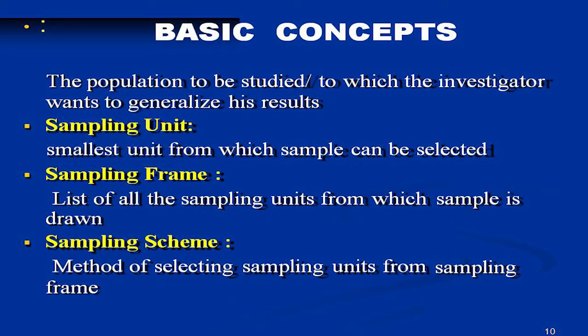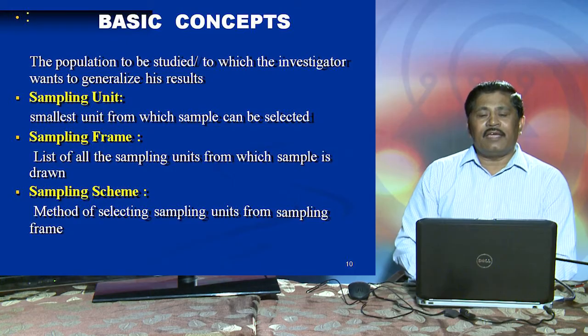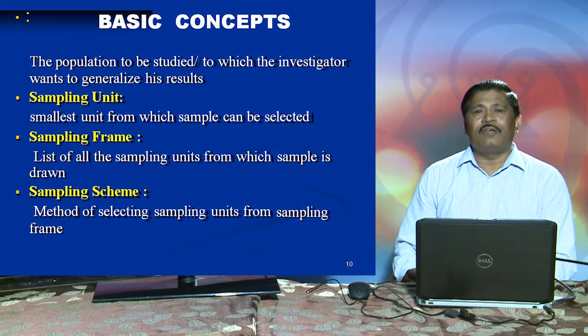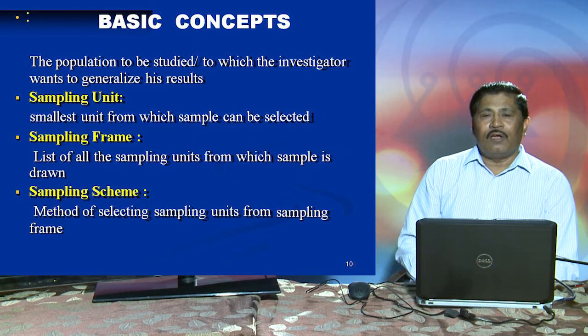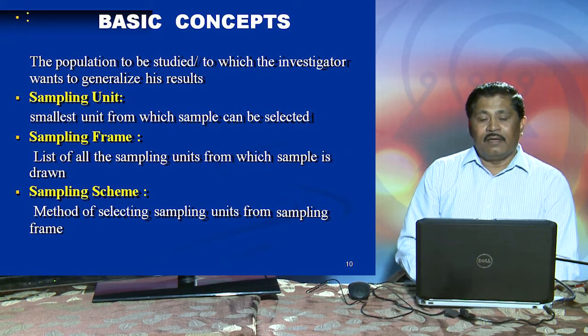Sampling unit. What is the sampling unit? We can say it is the smallest unit from which samples can be selected. For example, if you are conducting a survey and our last unit is a farmer or respondent, then in that case our sampling unit is that farmer or that respondent. This is the sampling unit on which we collect the information, a very important concept in sampling theory.